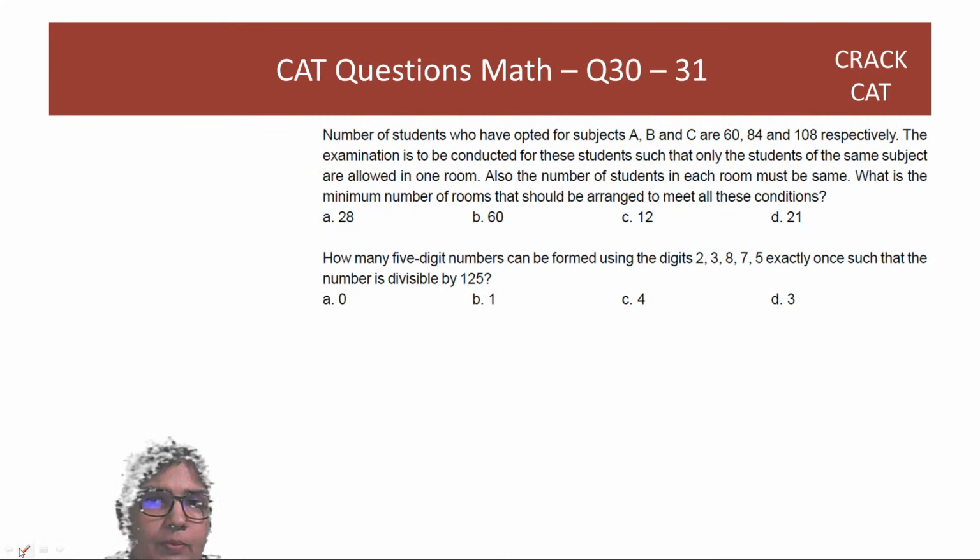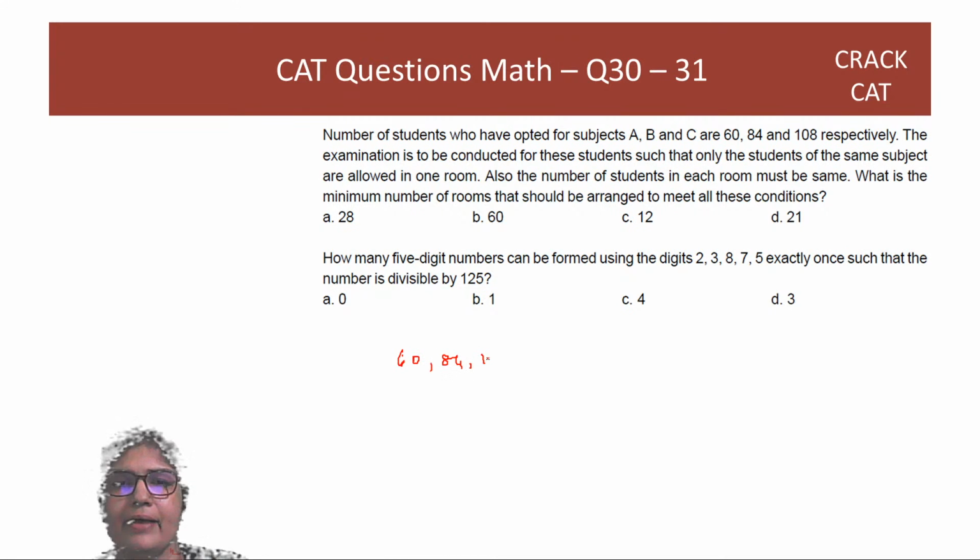Number of students who opted for these 3 subjects, right? You have 60, 84, and 108. Only the subjects of the same subject are allowed in one room. And same number of students in each room. So if the number of students are same in each room, that means the number of students has to divide 60, has to divide 84, has to divide 108. And I want the minimum number of rooms, that means the division should be the highest common factor.